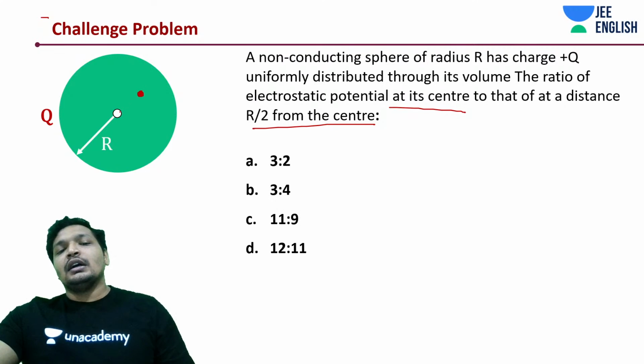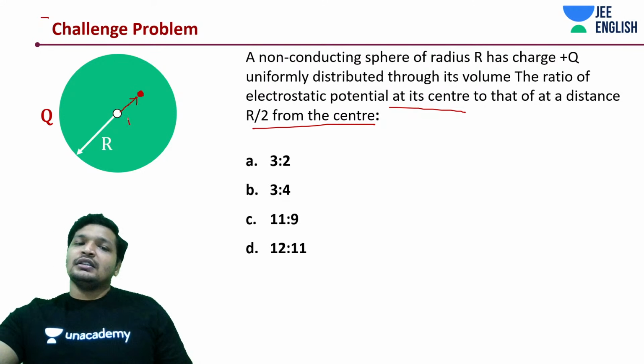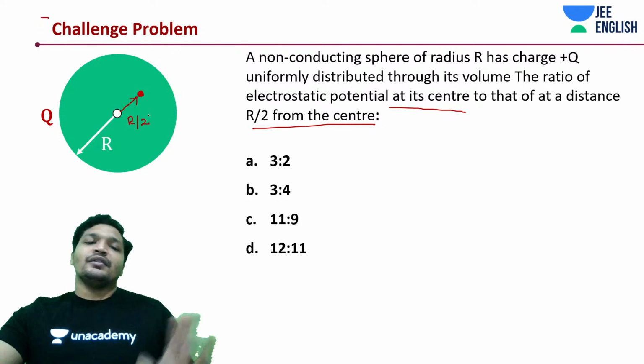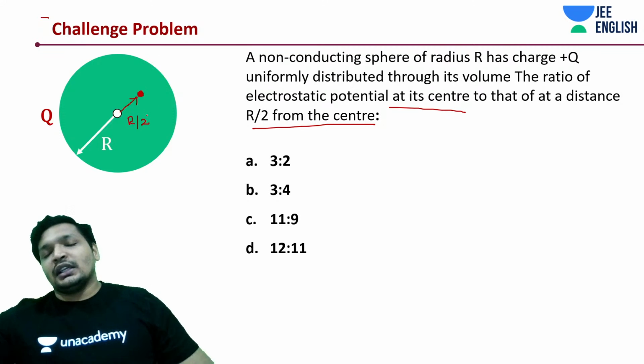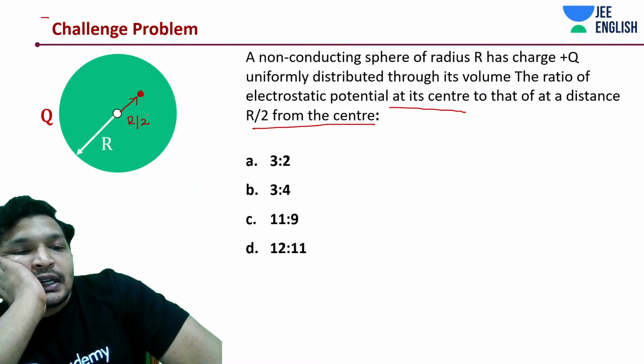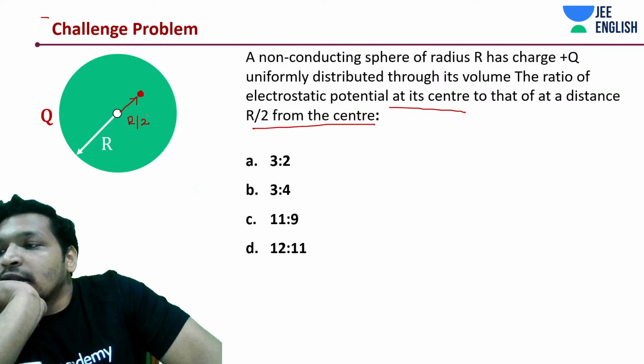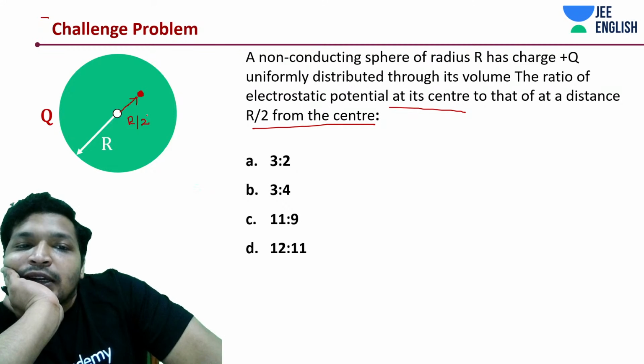Right? Now this is, let's say, r by 2. The center we already did, so it was 3kQ by r. You remember that? Now the thing is, I need to do it over here. How do we do this? Try it out.